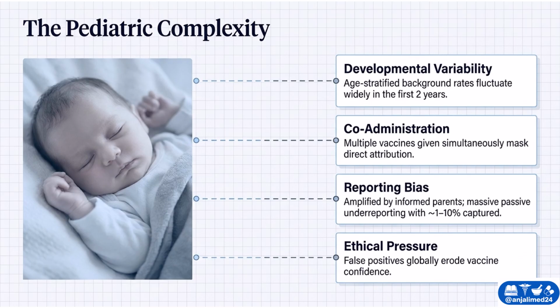Third is reporting bias. Highly informed or anxious parents may overreport mild symptoms, while passive surveillance systems still capture only a small fraction of total adverse events, sometimes as low as 1 to 10%. Finally, there is ethical pressure. False positive safety signals can rapidly undermine public confidence in vaccination programs worldwide, even before causality is scientifically established. Because of these factors, pediatric pharmacovigilance requires exceptionally careful statistical interpretation, clinical judgment, and transparent communication.